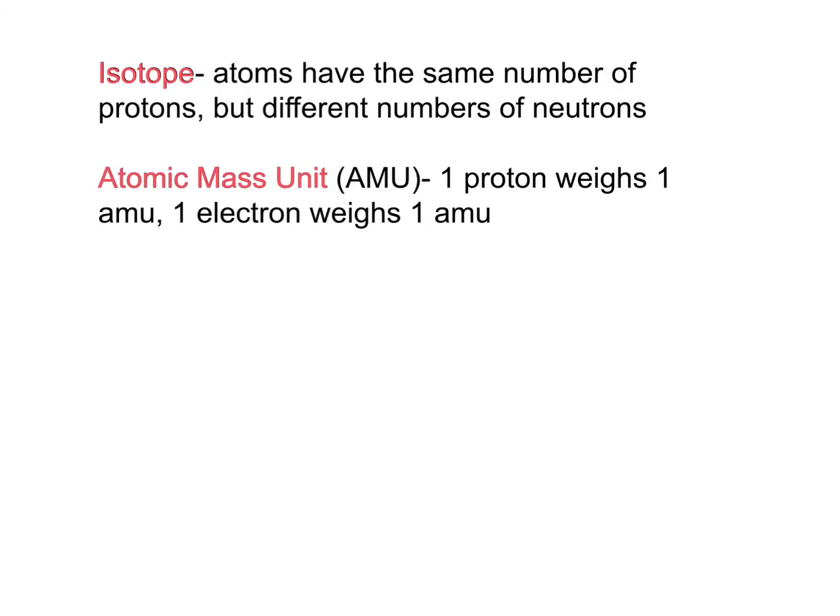Isotopes are atoms that have the same number of protons but a different number of neutrons, meaning it's the same atom, but they have slightly different masses because of the number of neutrons. For atomic mass unit, or AMU, one proton weighs 1 AMU and one electron weighs 1 AMU, and it's the unit for atomic mass. So after you calculate the atomic mass, you use this as the unit.